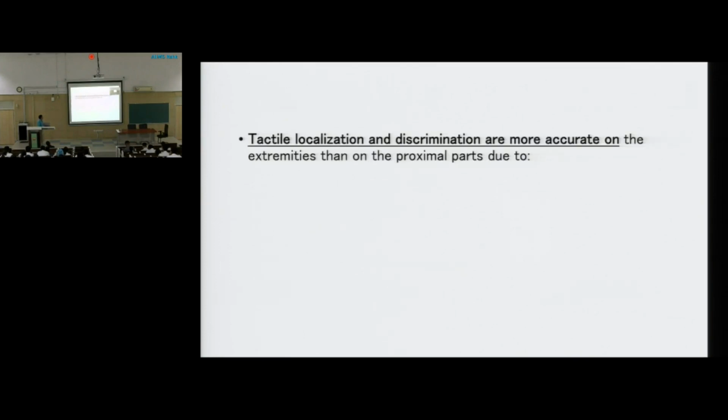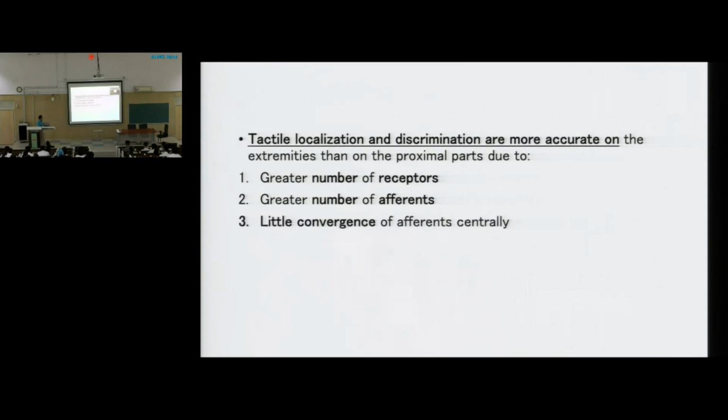Now this 2-point discrimination or tactile localization is more on the extremities than on the proximal part. We have seen that it is more on the fingertips and lips rather than on the back. It depends on, first thing, a greater number of receptors. On your fingertips or on your distal part or extremities, the number of receptors is higher. Second thing, a greater number of afferents. The number of afferent fibers is higher on the extremities compared to the proximal part. So that's why there is maximum propensity for that. Third thing, little convergence of afferents centrally.